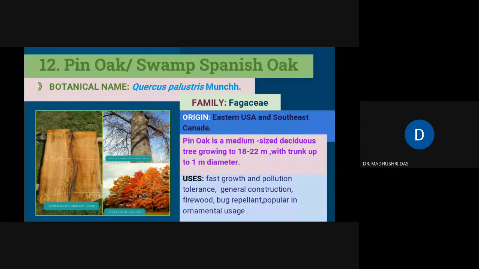Its uses are that it is fast-growing and a pollution-tolerant tree. It is used for general construction. It provides firewood. It repels bugs. It is also popular for its ornamental uses.